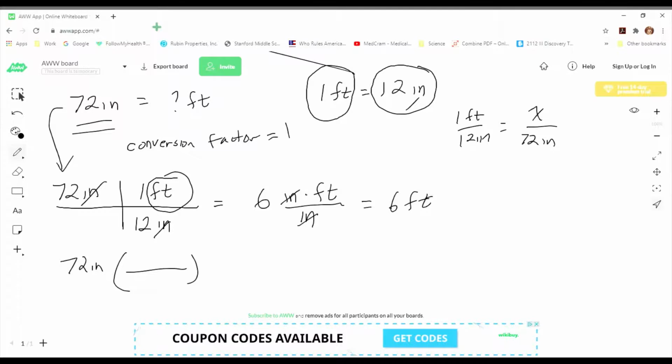Okay. Now, one last thing before I go on to the next sample problem. And all the sample problems are going to be like this. You write, let me go ahead and change colors again.